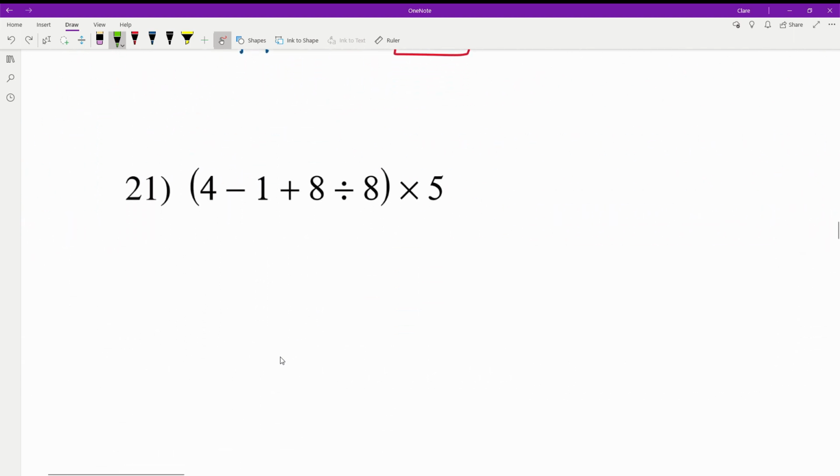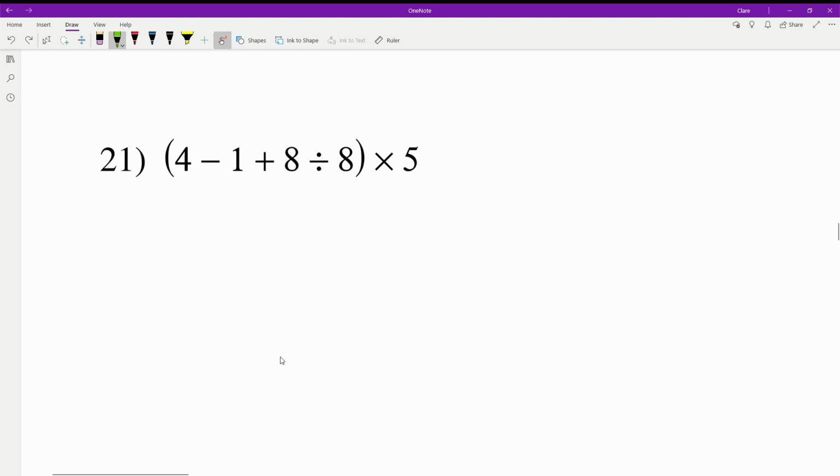In number 21, we have parentheses, so we know we're going to do that first. And inside those parentheses, we have subtraction, addition, and division. So within those parentheses, the operation that I'm going to do first is division. So I'll have 4 minus 1 plus 8 divided by 8 gives me 1. And that will get multiplied by 5.